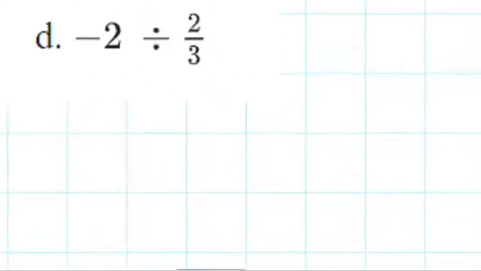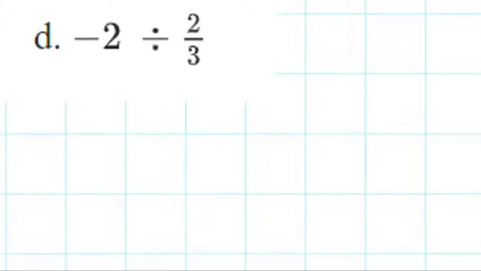And then the last part is D. Ooh, I have to do a division problem. So I've got this number negative 2, and I'll write it as negative 2 over 1. And a division problem, we can always turn into multiplication by the reciprocal. So I'm going to take negative 2 over 1, and multiply that by 3 halves.